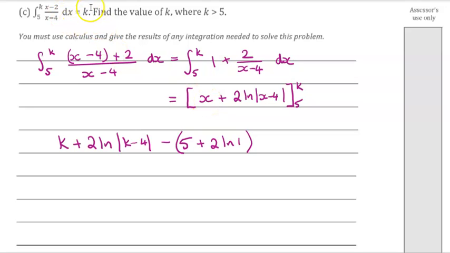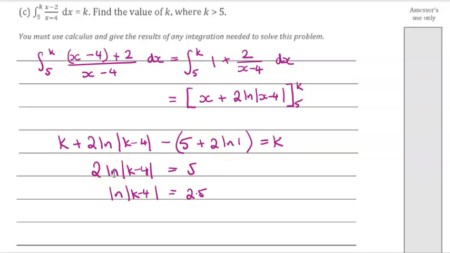Now back to the question. We're told that that is equal to k. Now we're going to go through and solve. So the k's cancel each other out. We're left with 2 log(k minus 4) is equal to 5. If you put this into your calculator, you'll see that that's a 0. Log 1 is 0.